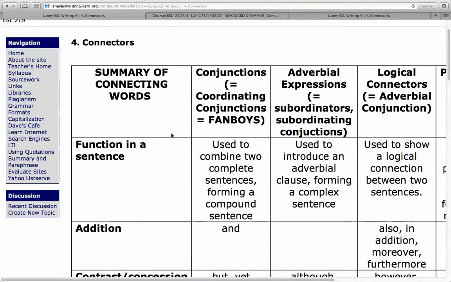Okay, the conjunctions, there are 7 of them in English. You've probably heard them called fanboys.